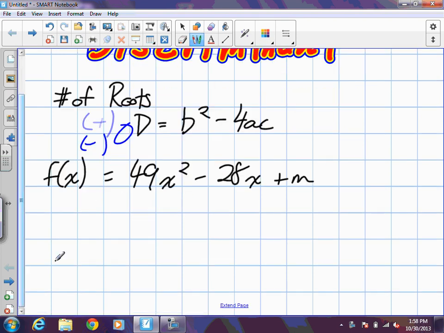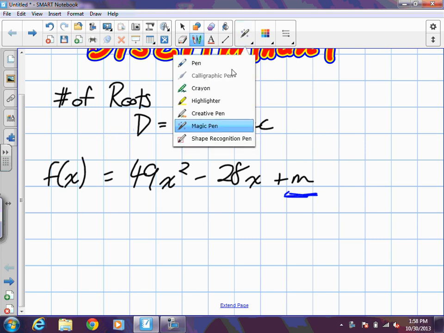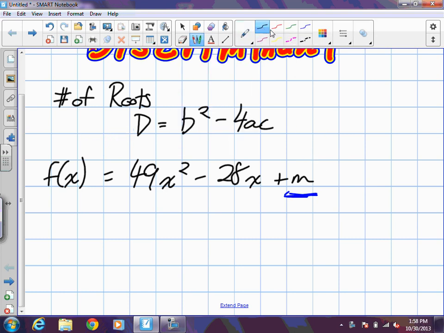So, I have a question here where they haven't given us our constant, our last value. What I'm going to do is we're going to solve for what value of m. So when m equals what, do we have 0 roots? For m equals what, do we have 1 root? And for m equal what, do we have 2 roots?